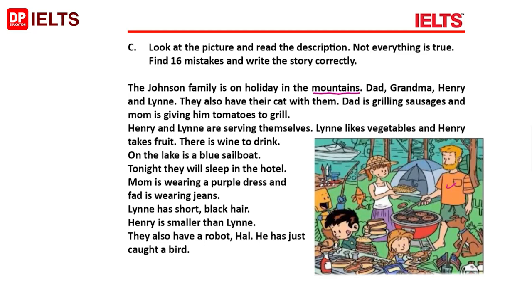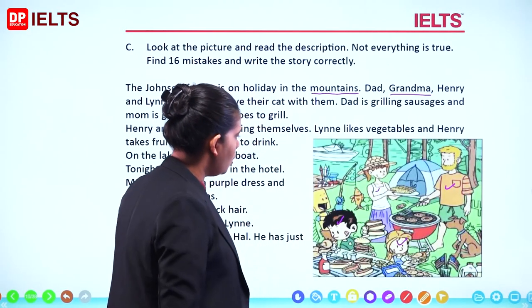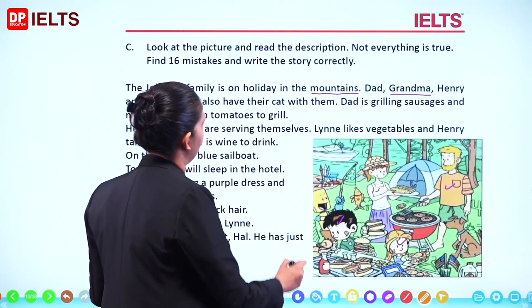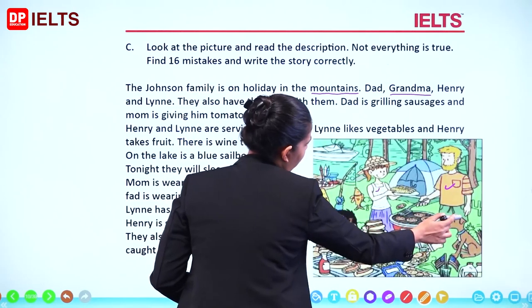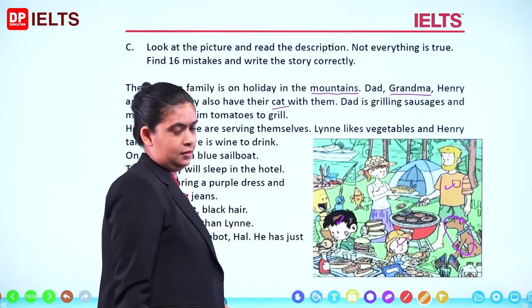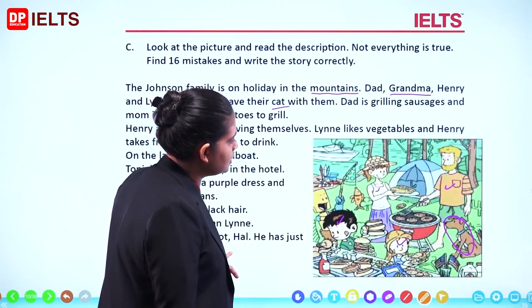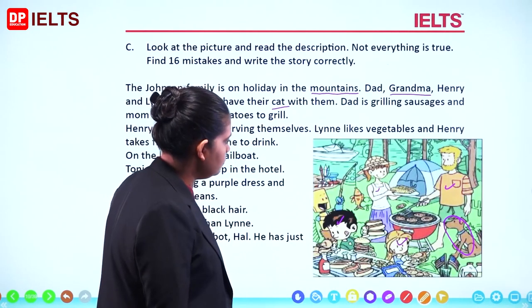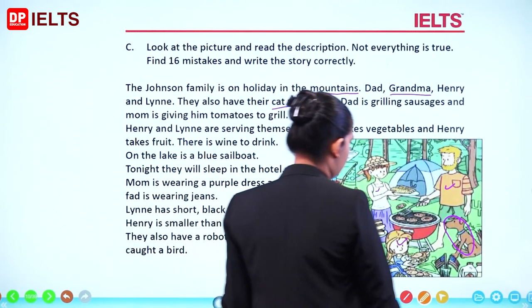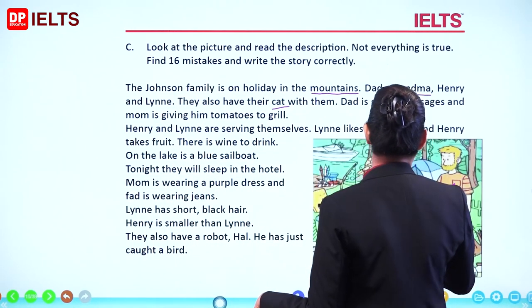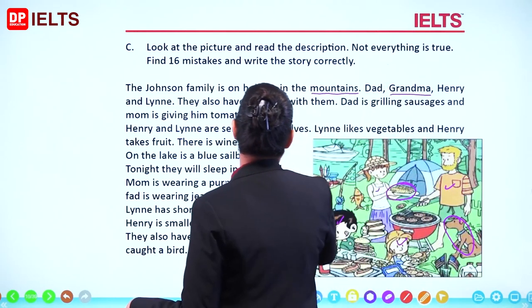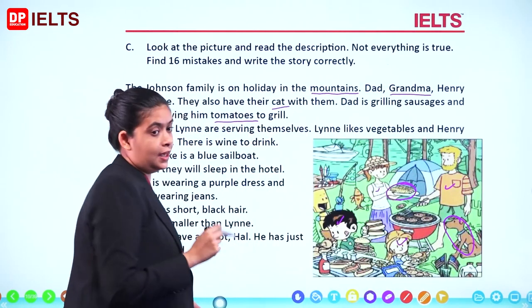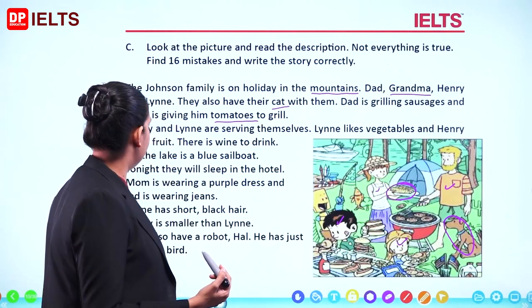This is not grandma. Who is this? Henry and Lynn. Okay. They also have their cat with them. Dad is grilling sausages and mum is giving him tomatoes to grill. So he's probably grilling, okay, let's say sausages, right? But she's not giving him tomatoes to grill. She's giving him corn, okay?